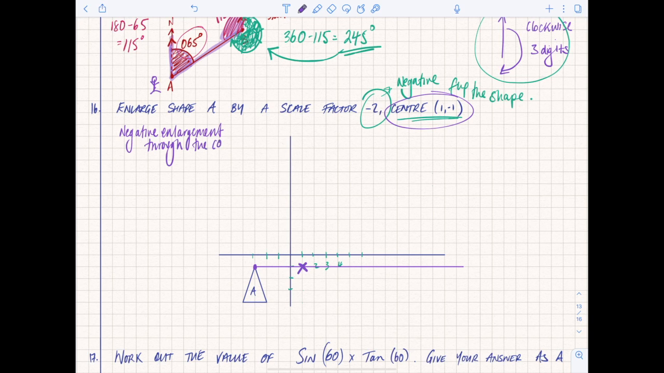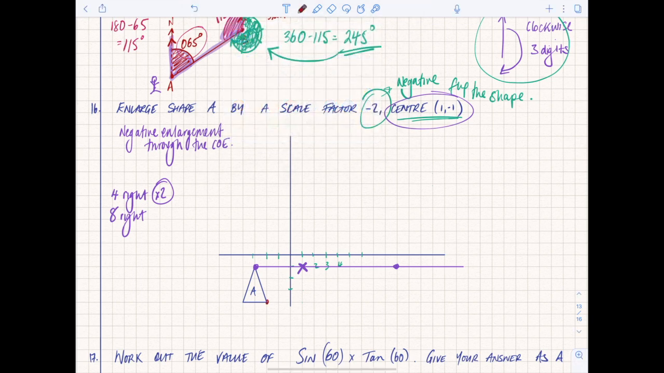Now, from here to here is 1, 2, 3, 4 squares right. So I go 4 right. Because my scale factor is -2, the minus part tells me I'm going to go through the centre of enlargement. The 2 is how many times I need to times it by. So I'm going to times that by 2 now, and I'm actually going to go 8 right. But this time, I'm going to start at my centre of enlargement. So I now go 1, 2, 3, 4, 5, 6, 7, 8. And this will be my point that I am working at now for that purple point. So that there is going to be my new top point of A.